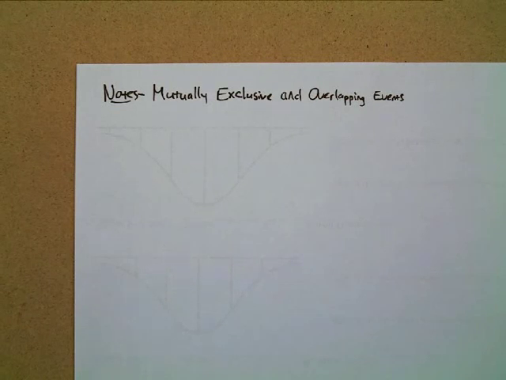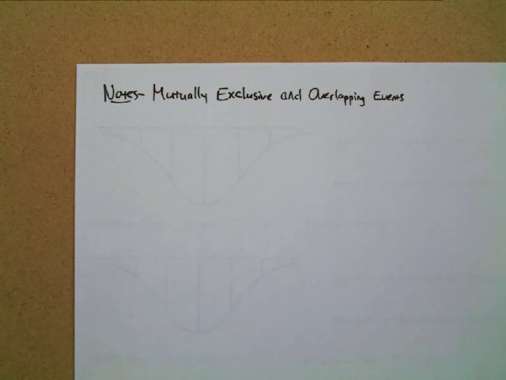So, we're going to jump into here, all right? And again, we're talking about two different situations. We'll talk about events that are mutually exclusive, and then also events that overlap. And you can get an idea of what mutually exclusive means because we're comparing it to overlapping. So overlapping events are events that maybe have things in common.